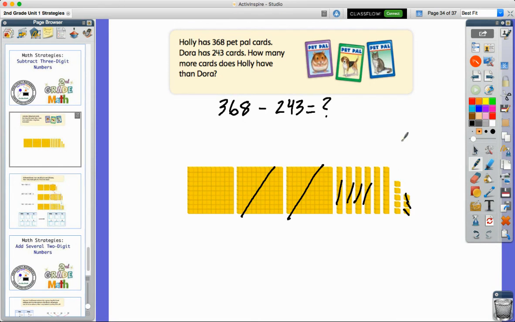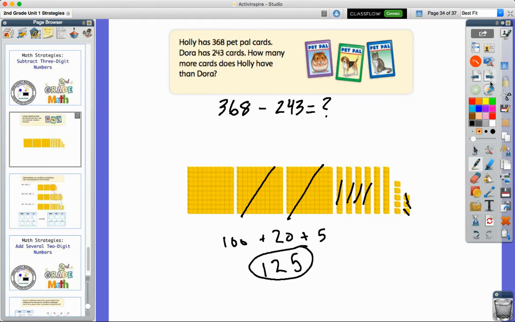Then all we have to figure out is what's left over. So I have 100. I've got 10 and 20. And I've got 5. So the difference is 125, right? That's what's left over after we subtracted, or took away, the difference between the two.